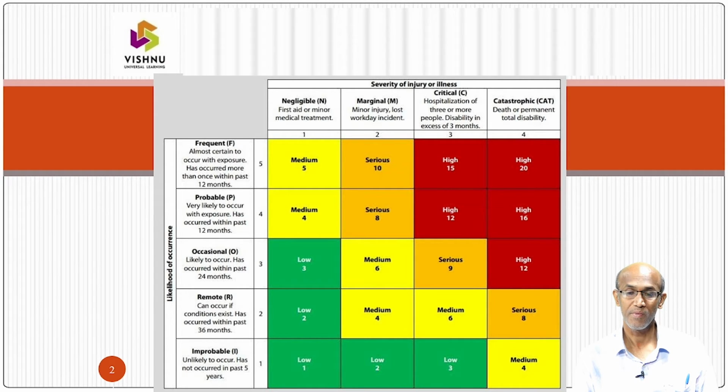Severity of injuries or illnesses. On the column side, we have likelihood of occurrence. If likelihood is frequent and severity is negligible, then it is medium. Similarly, if the likelihood of occurrence is improbable and the severity of injury is catastrophic, it is medium. So thus the rankings low, medium, high and serious are given and different values are also given.